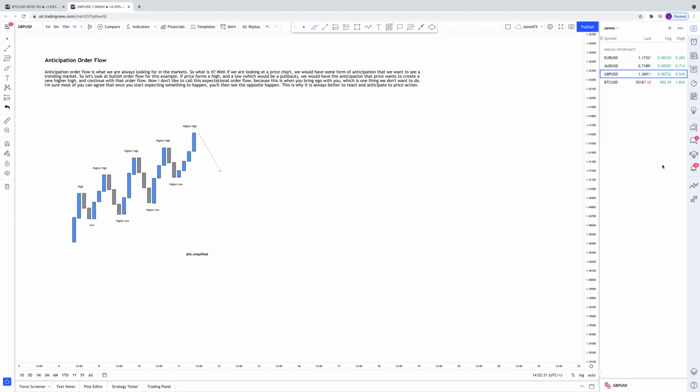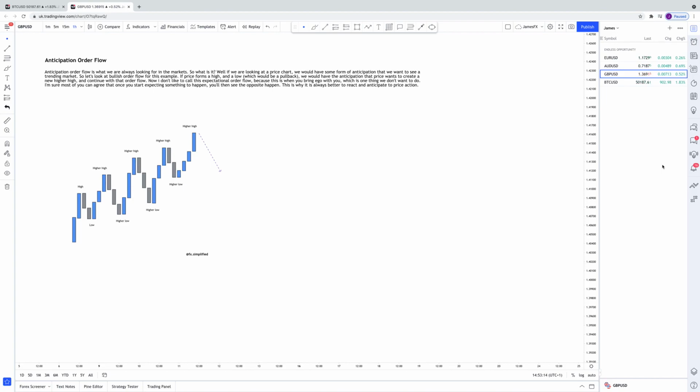Now I do go into this on the charts in a few minutes, so let's just go quickly through the basics of anticipational order flow and we'll take it from there. So anticipation order flow is what we are basically always looking for in the markets. So what is it? Well, if we are looking at a price chart, we would have some form of anticipation that we want to see a trending market. If we're seeing trending markets, it's obviously a great thing, as opposed to ranging markets. We can still trade either, but trending markets is where we can make some big trades and some really big percentages for the longer term.